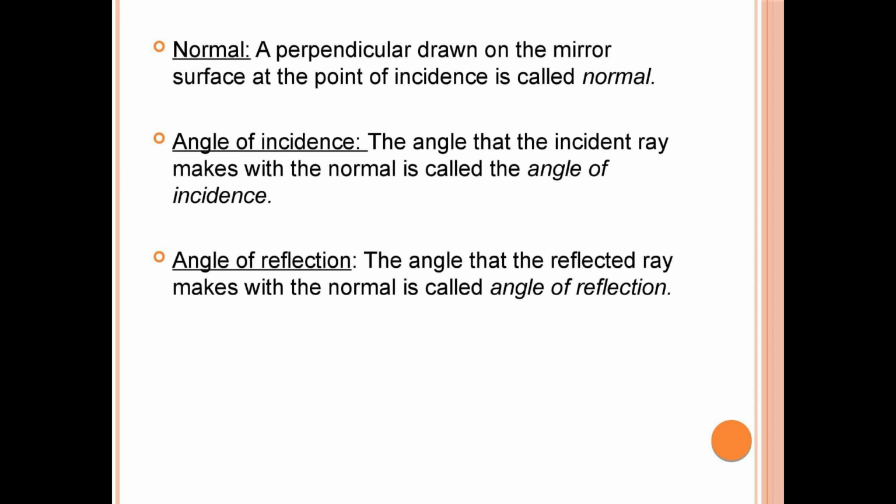Angle of incidence is the angle that the incident ray makes with the normal. The angle between the incident ray and the normal is called the angle of incidence. And angle of reflection is what? The angle that the reflected ray makes with the normal is called the angle of reflection. The angle between the reflected ray and the normal is called the angle of reflection. So I think your concepts about the terms used in reflection of light are now clear. Okay, so this was our last topic for today.